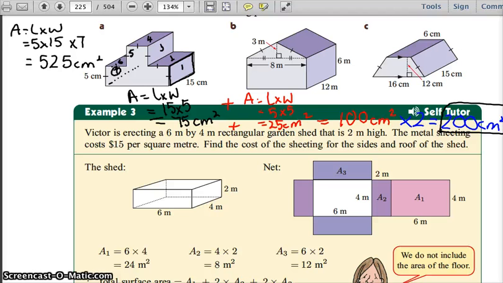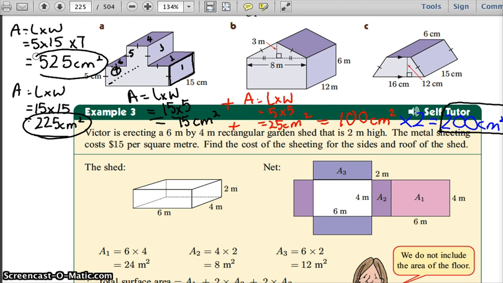Or are we finished? The bottom. The bottom, very good. What is the distance of the bottom? What are the measurements, sorry? 15. Excellent. Length times width is 15 by 15. And that comes up to be what? 225. 225 centimetres squared. Good, Garrett. We've got to add this 225 to this 525 to this 200. Okay? 950 centimetres squared. 950.